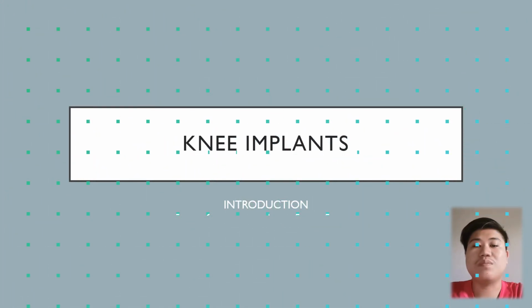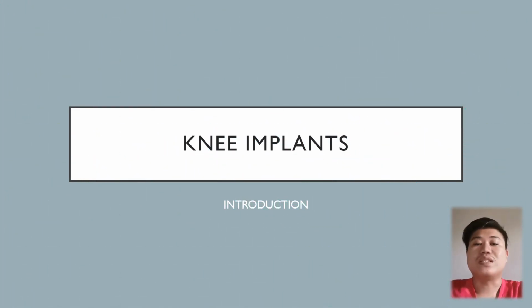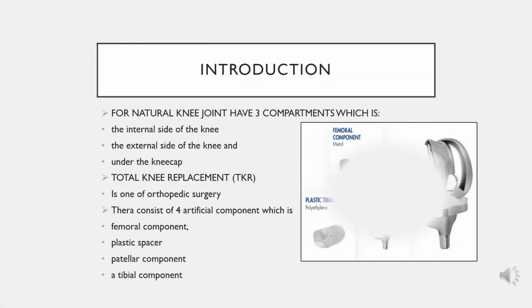Today we will present the case study, whose title is Knee Implant. My part will explain more or less the meaning of the components that the knee implant uses. Something we have to know is that the natural knee joint has three compartments, which are the internal side of the knee, the external side of the knee, and under the kneecap.